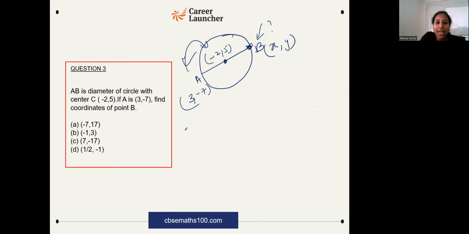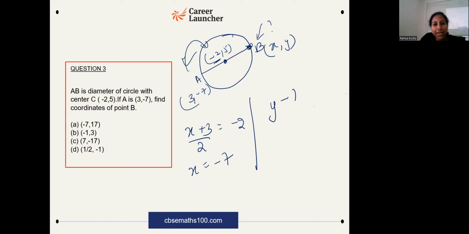What we know is (x + 3)/2 will be what? This is -2. So what will x be? x will be -4 minus 3, which is -7 when you calculate. And (y - 7)/2 will be 5. So y will be equal to 10 plus 7, which is 17.